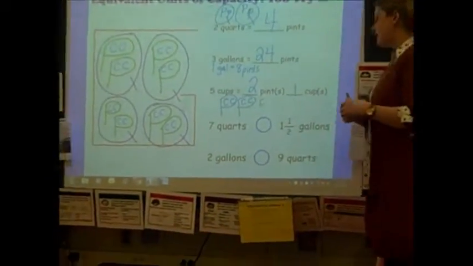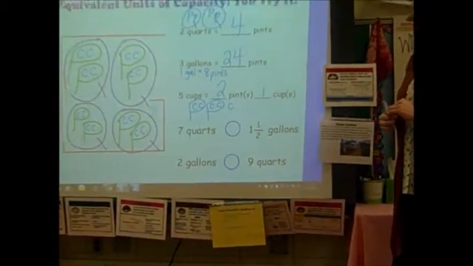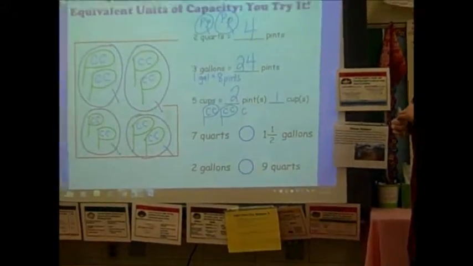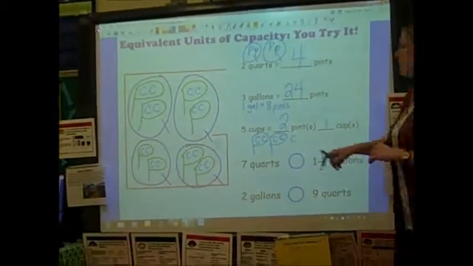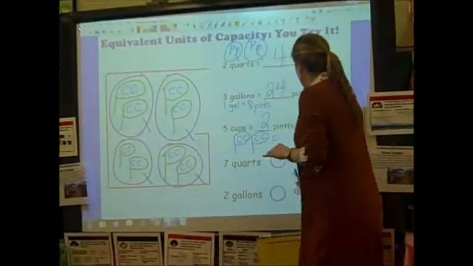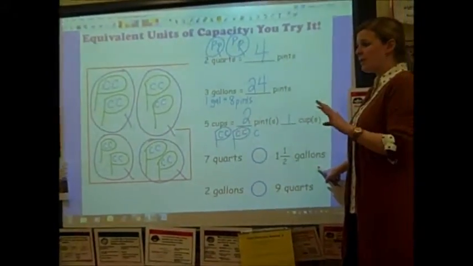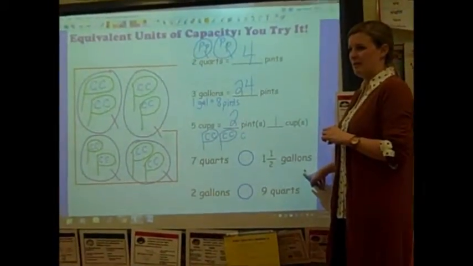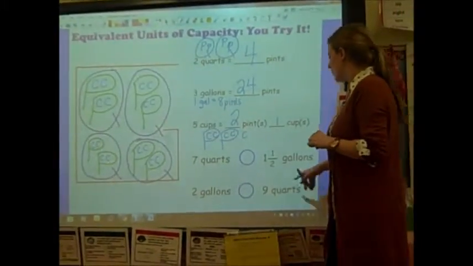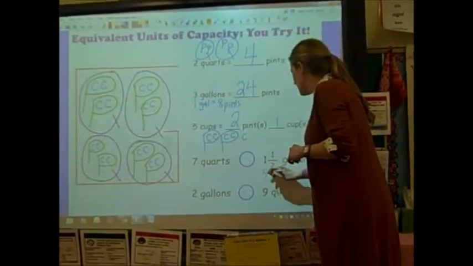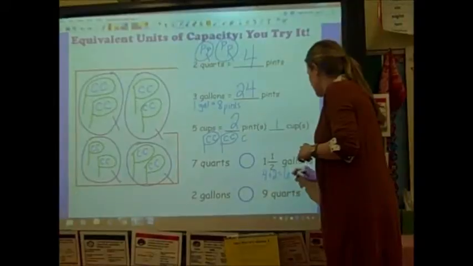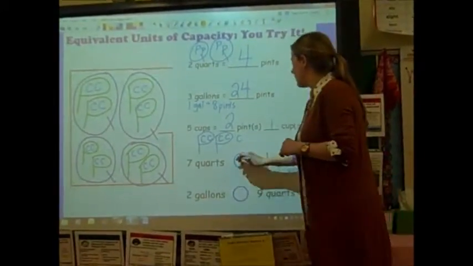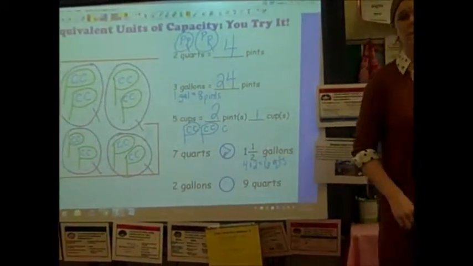7 quarts and 1.5 gallons. 1 gallon is how many quarts? 4. How many cubes do you see? 4. So if 1 gallon is 4 quarts, what would half a gallon be? 2 quarts. So that's saying 4 quarts plus 2 quarts is a total of 6 quarts. And then we would know that 7 quarts is greater.